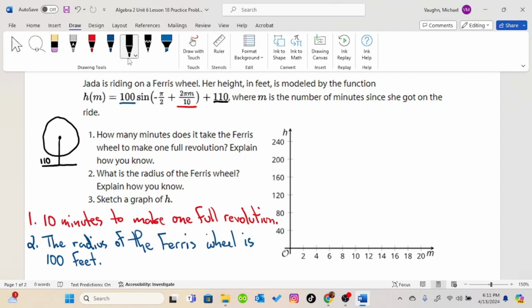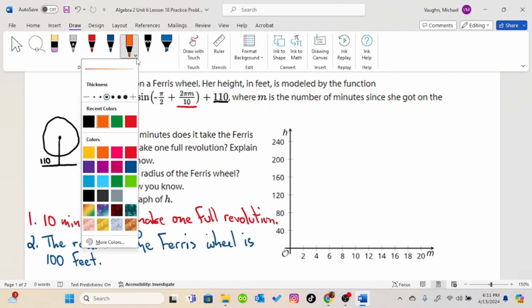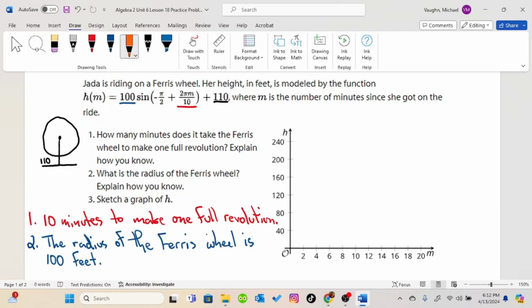And we just said that the radius is 100. So at the bottom of this, we're going to be 10 feet off the ground. And at the top of this, we're going to be 210 feet off the ground. Because the bottom will be the 110 minus the 100 radius, and the top will be the 110 plus the 100 radius.